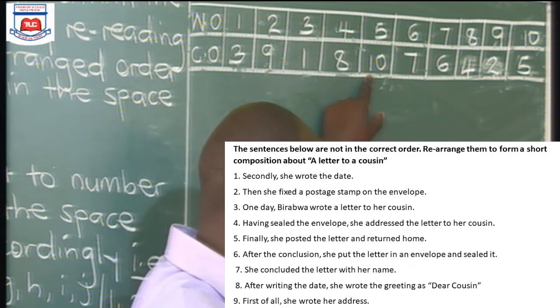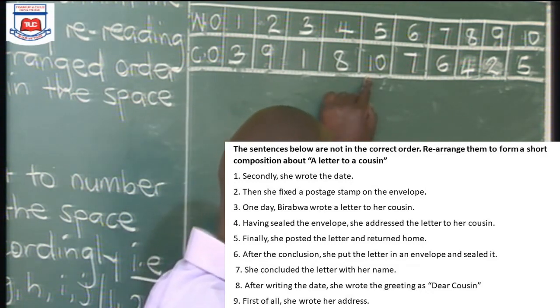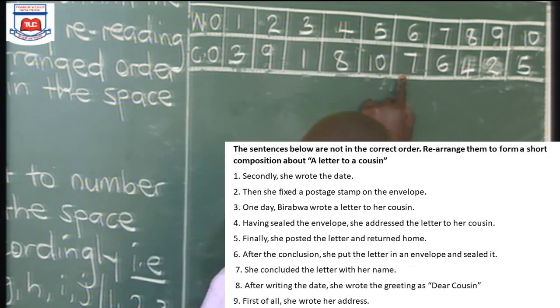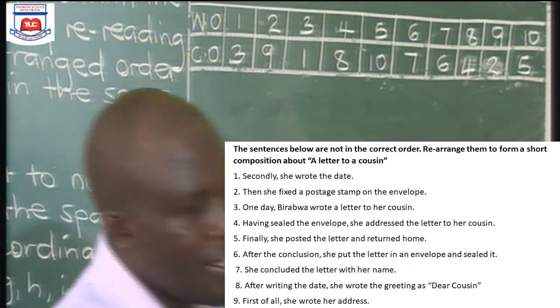Our number 5 is number 10. In addition, she wrote the message that she wanted to convey to her cousin. Our number 6 is number 7. She concluded a letter with her name. Our number 7 is number 6. After the conclusion, she put the letter in an envelope and sealed it. Our number 8 is number 4. Having sealed the envelope, she addressed the letter to her cousin. Our number 9 is number 2. Then she fixed a postage stamp on the envelope. Our number 10 is number 5. Finally, she posted the letter and returned home.